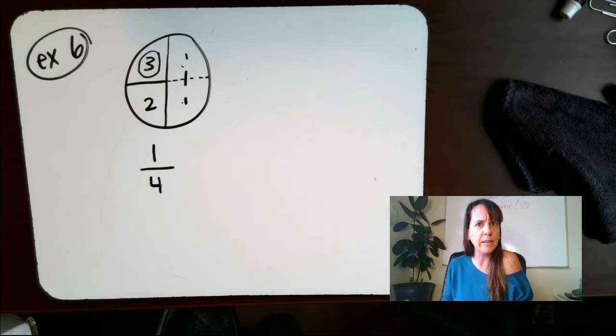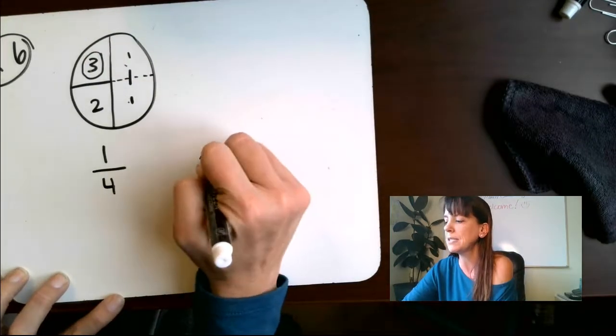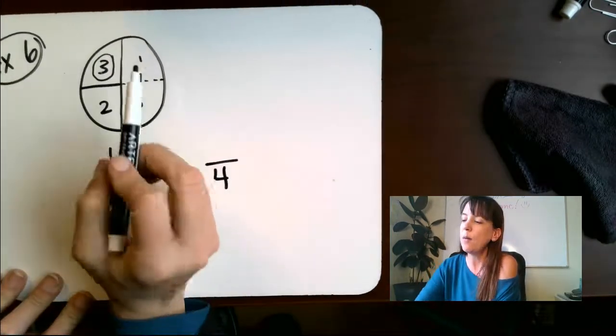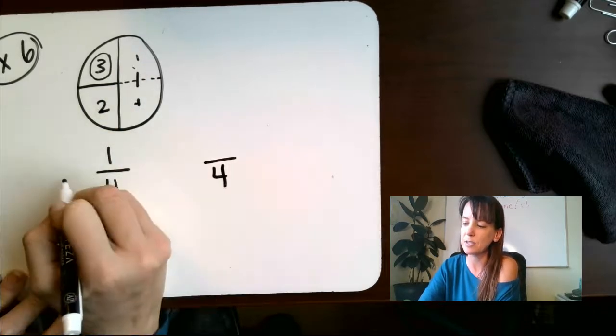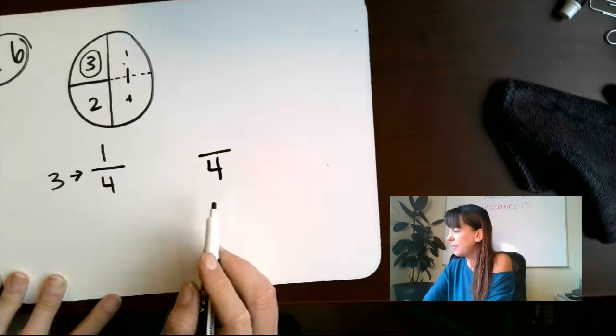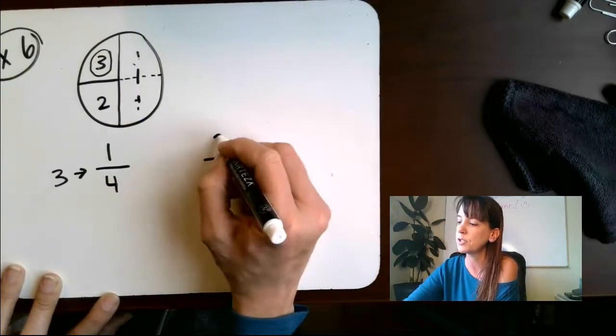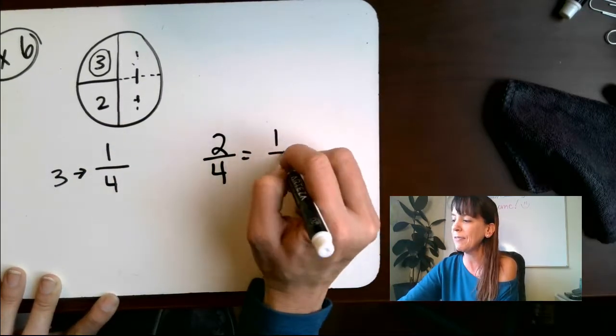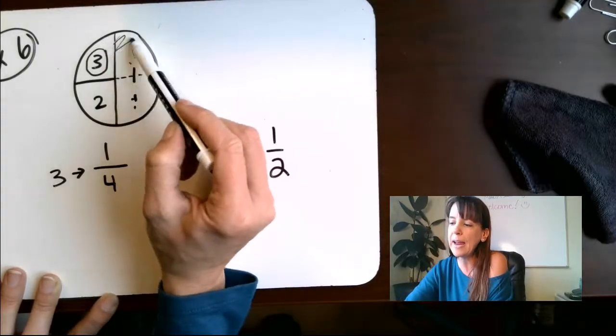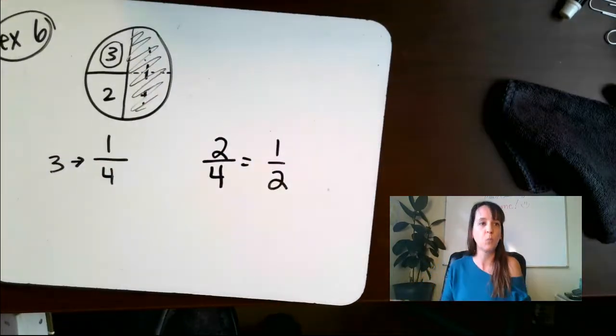Now let's talk about 1, right? There's still only 4 possibilities, however, there's 2 spots here. So there's 2 possibilities of it landing on 1, so that's 2 out of 4. Reduce that down, we get 1/2, and that makes sense because 1/2 of our entire circle is 1.